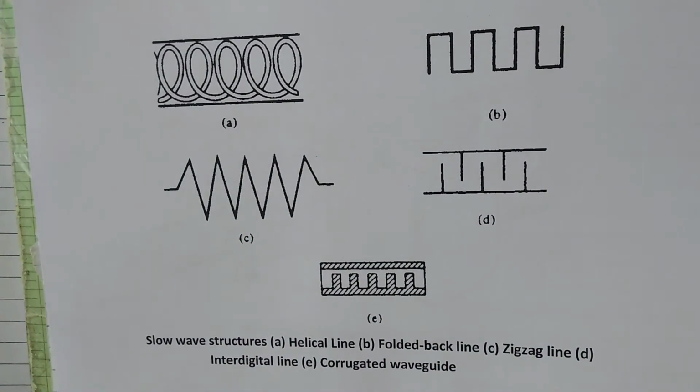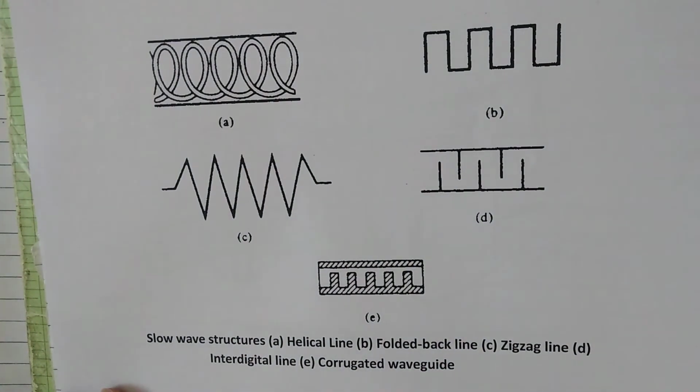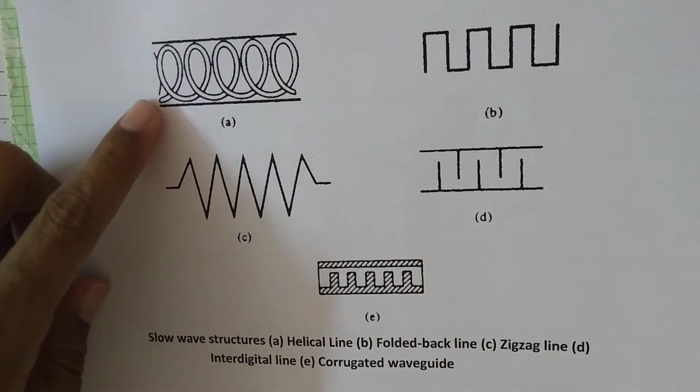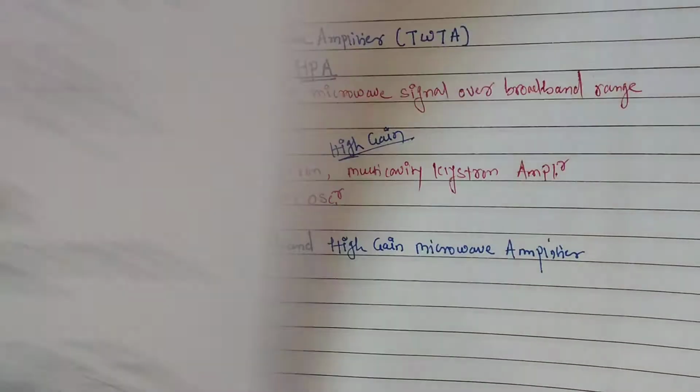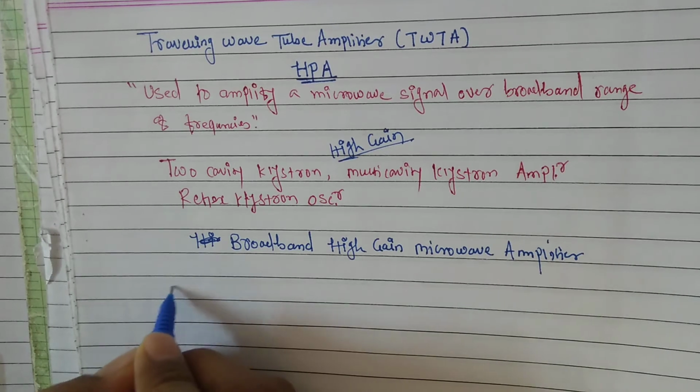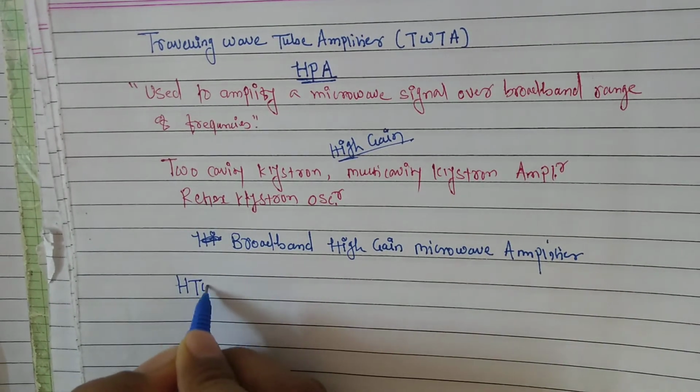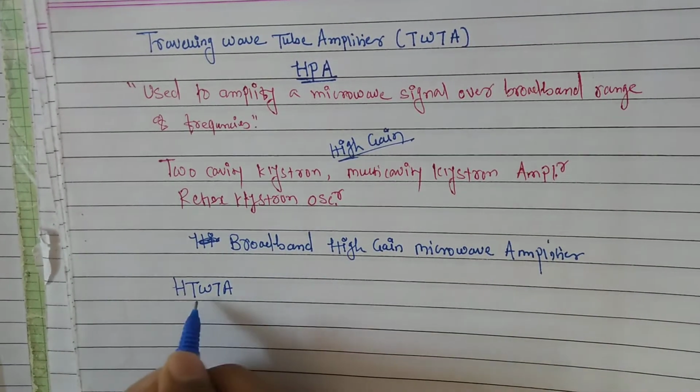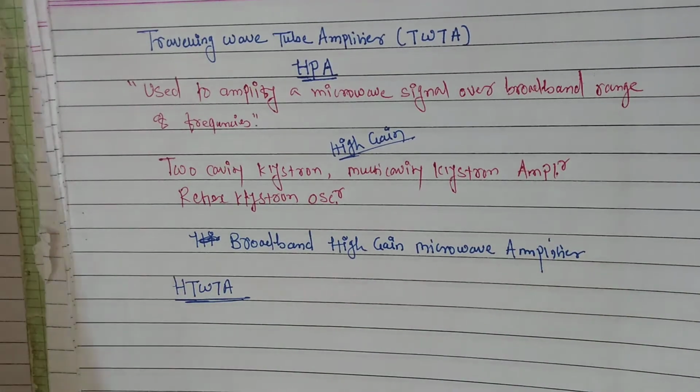As I said, there are different types of slow wave structures, out of which, if you use a helical structure, that TWTA is called HTWTA, the helix traveling wave tube amplifier, which is very popular.